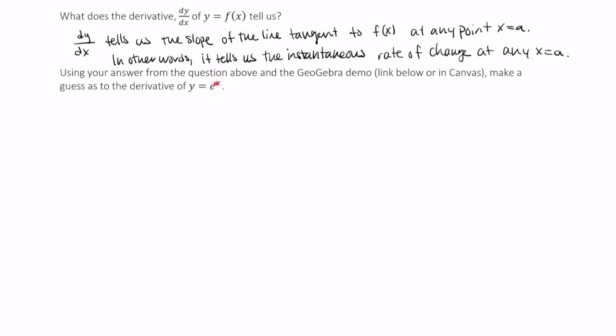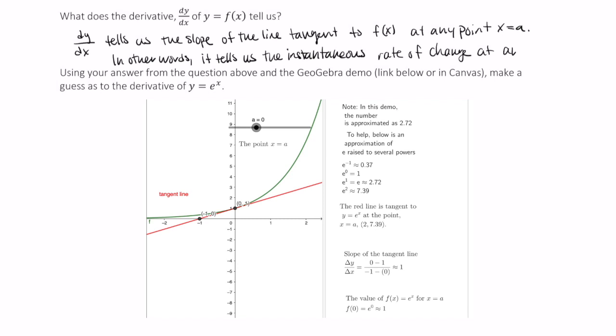Okay, so now let's use this answer and the GeoGebra demo to make a guess as to what the derivative of y equals e to the x might be. So here is the demo from Canvas, or you might be looking at this online. The important values of this demo are down here: the slope of the line tangent and the value of e to the x.